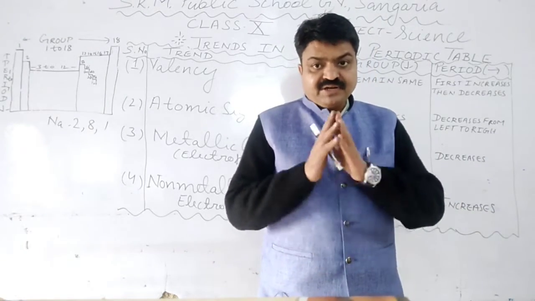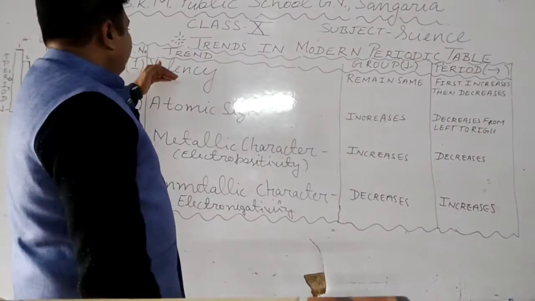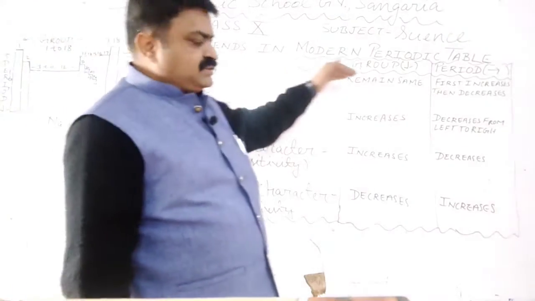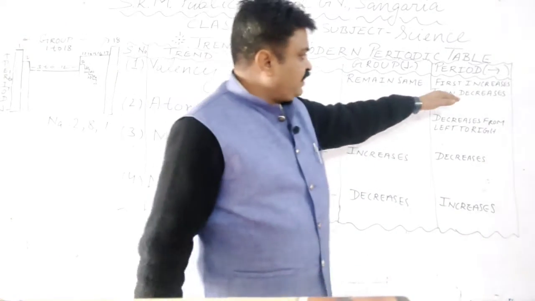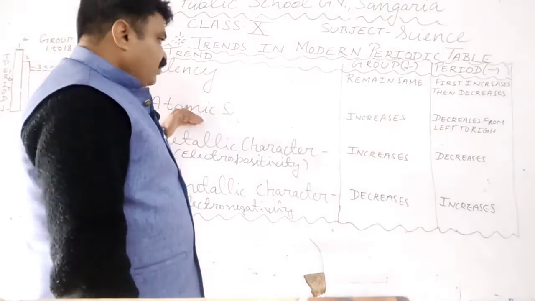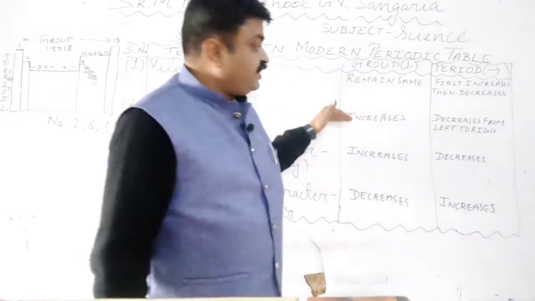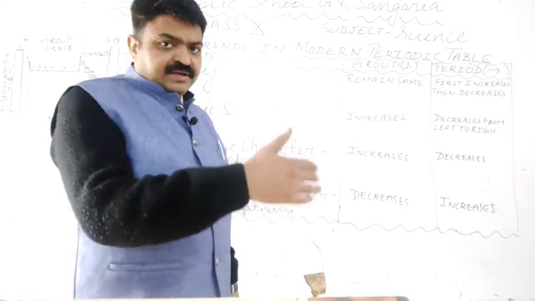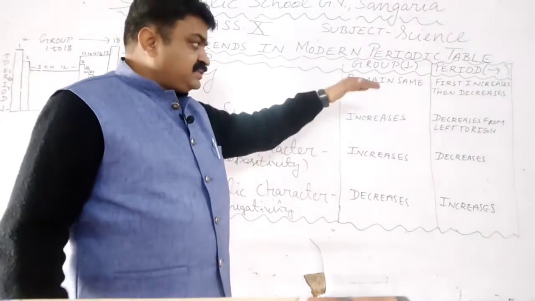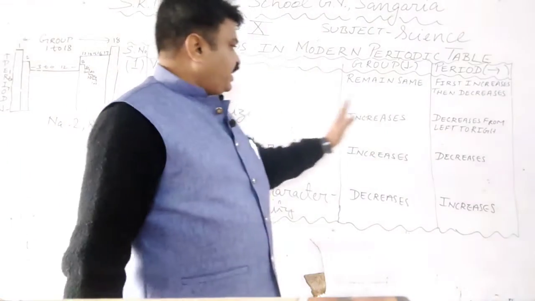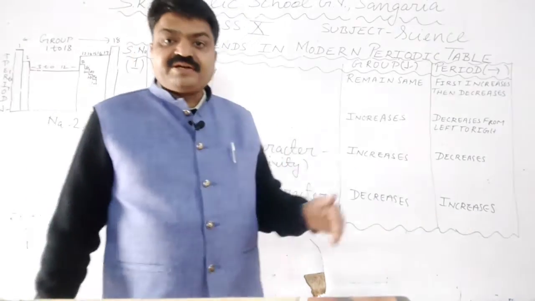So it is about the trends in the modern periodic table, student. First we have discussed the valency. In the group it remains the same, but in the period first it increases till the middle and then it decreases. Atomic size increases in the group due to the increasing number of shells, and their size decreases in the period. Why does it decrease? Because the nuclear charge increases.